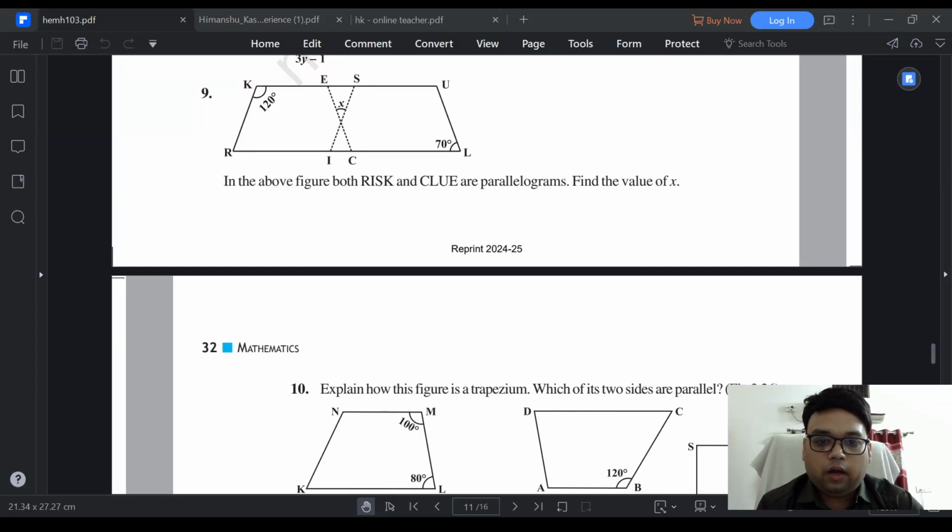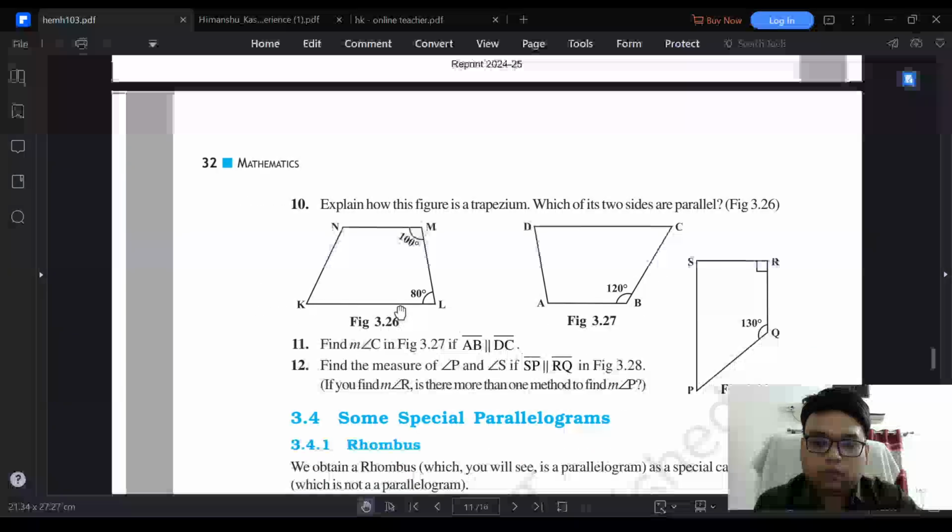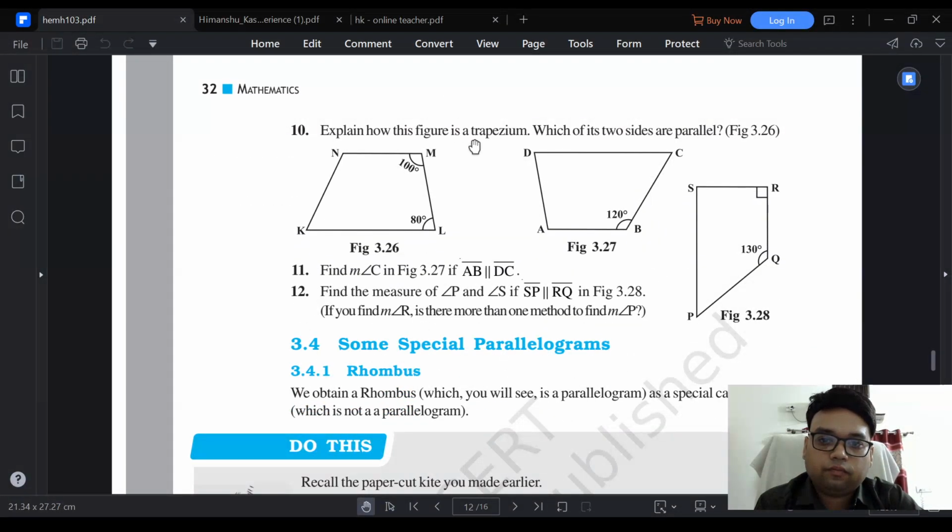Now going to the next question. What does the next question say? Question number 10. Explain how this figure is a trapezium, and which two sides are parallel. Here the two parallel sides are KL and MN. Here AB and DC, two sides are parallel. Now going to the next question.